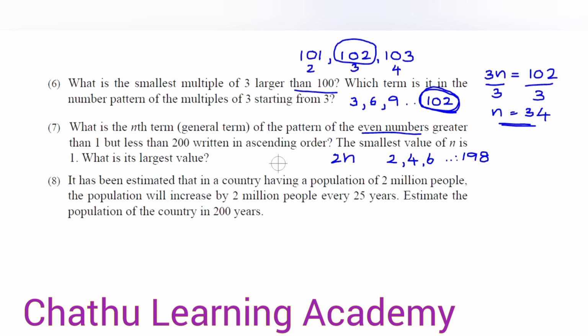It means you want to find which term is 198. Then same as above, 2n is equal to 198. You can divide both sides by 2. Then n is equal to 99.